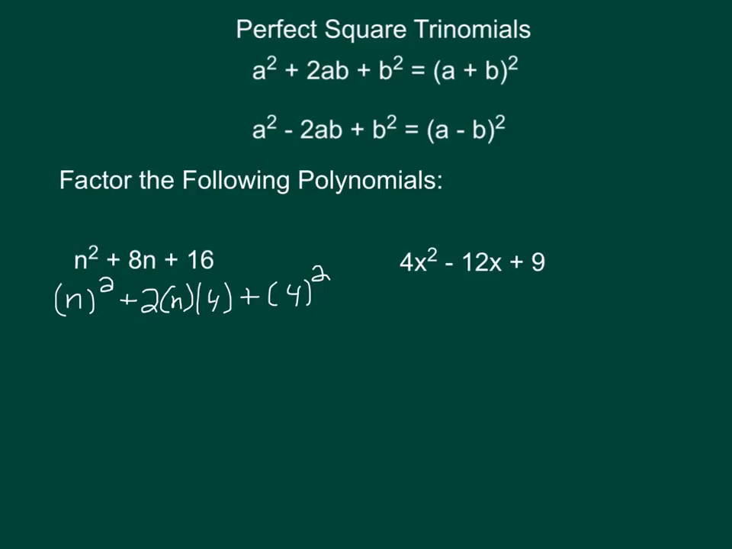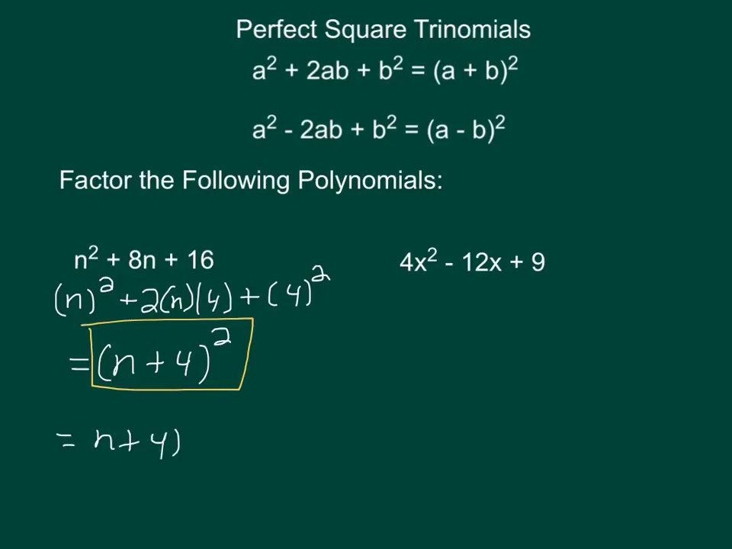2 times n times 4 is 8n, and 4 squared is 16. So because it's in this setup, I can immediately jump to this factored form of it, which is going to be n plus 4 to the second power. And that's my factored form. It's n plus 4 squared, which I know is n plus 4 times n plus 4. So you could write it out like this as well.